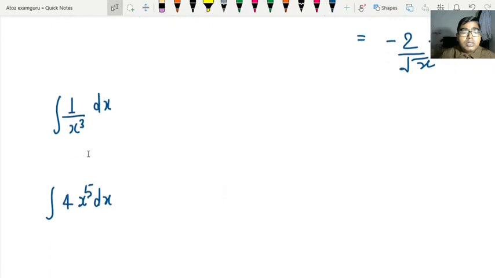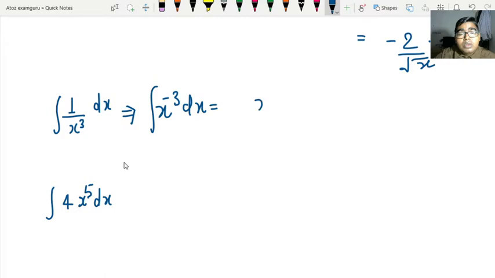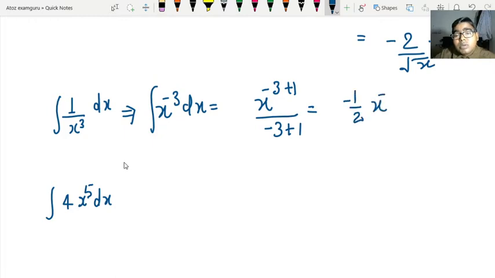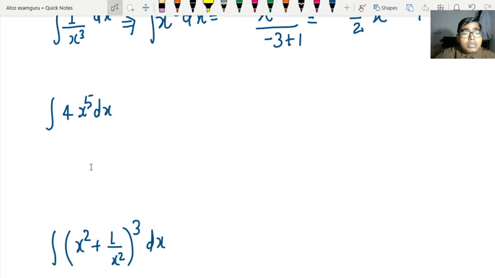Now let us see this question. So this, if you solve, you can write as x to the power minus 3 dx. So x power minus 3 plus 1 upon minus 3 plus 1. You can write it as minus 1 by 2 into x power minus 2 plus constant of integration c. Right friends?